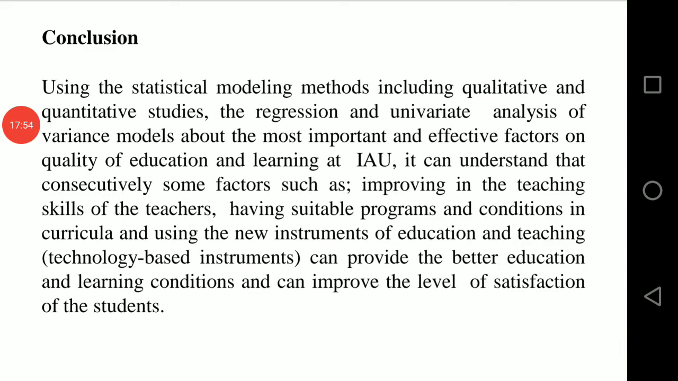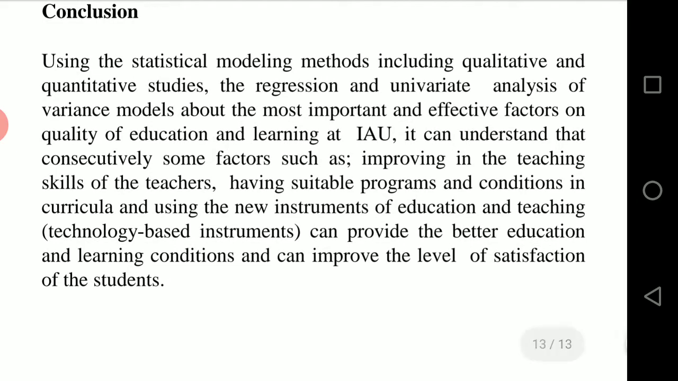Finally, we come to the conclusion part. Using the statistical modeling methods, including qualitative and quantitative studies, the regression and univariate analysis of variance models about the most important and effective factors on quality of education and learning at IAU, it can be understood that some factors, such as improving the teaching skills of the teacher, having suitable programs and conditions in curricula, and using new instruments of education and technology-based teaching instruments, can provide better education and learning conditions and can improve the level of satisfaction of the students.